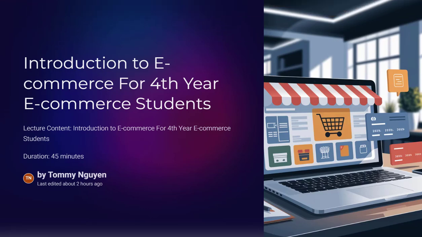The image on the right slide you are seeing shows the modern e-commerce setup: an online store, shopping cart, and display payment icons. These represent the professional, technology-driven environment we will be exploring today. Let's dive in and get started with the fundamentals of e-commerce.